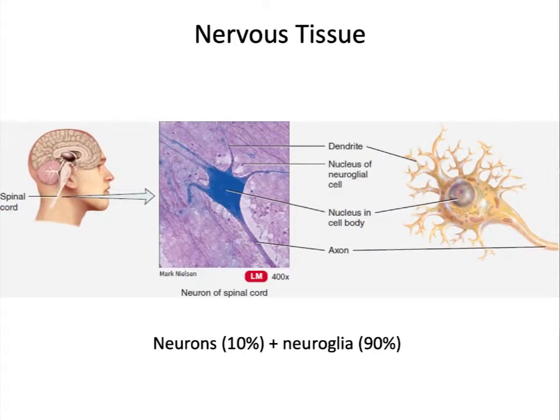Our last type of tissue is nervous tissue. Nervous tissue consists of large neurons, which serve to carry communications from one part of the body to another, and lots of supporting cells called neuroglia. In the nervous system, 10% of the cells are the neurons, and 90% of the cells are neuroglia.